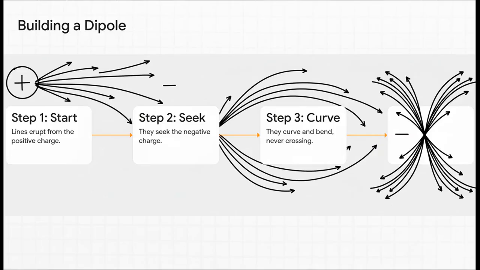Now, let's bring a positive and a negative charge near each other. This is where the magic really happens. So first, the lines erupt from the positive charge, just like before. But now, they have a destination. They start reaching out, seeking the negative charge, and they begin to curve through space. And as they do, they push against each other, they bend, but remember, they never cross. And the final result is this beautiful, elegant, arcing pattern. This is the classic dipole field.